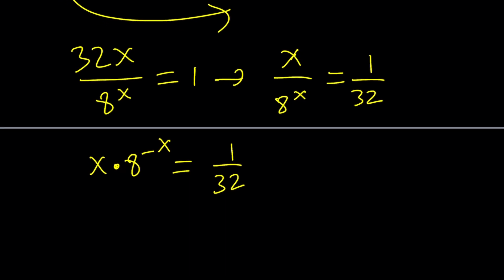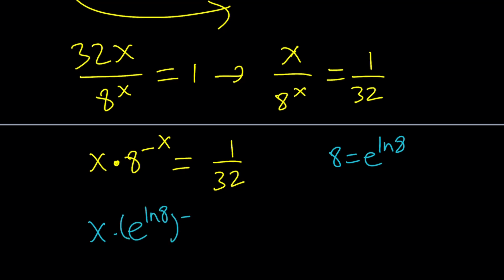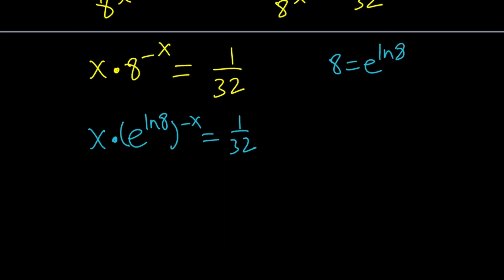So I'm going to be using natural log here in order to change the base. You know, with logs we have a change of base, but it also works with exponents. So we're going to go ahead and write the 8 as e to the power ln 8. That's going to be x times e to the power ln 8 to the power negative x equals 1 over 32. And then these two exponents are going to be multiplied, giving us x times e to the power negative x ln 8 equals 1 over 32. So far we haven't changed anything except for the 8 to the power negative x.